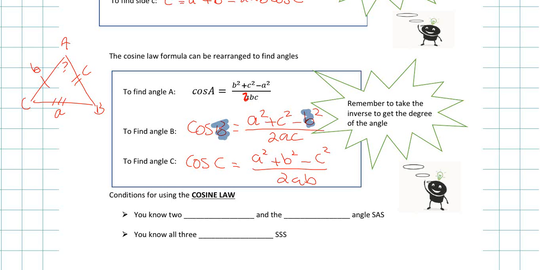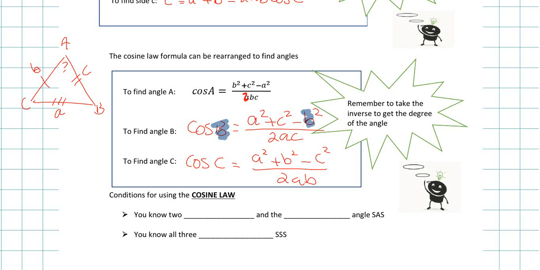Start this again, so it's easier to figure out if it's a cosine law that we're going to use. If you have two sides with the angle in between the two sides, then you know it's cosine law, or if you are only given the three sides.